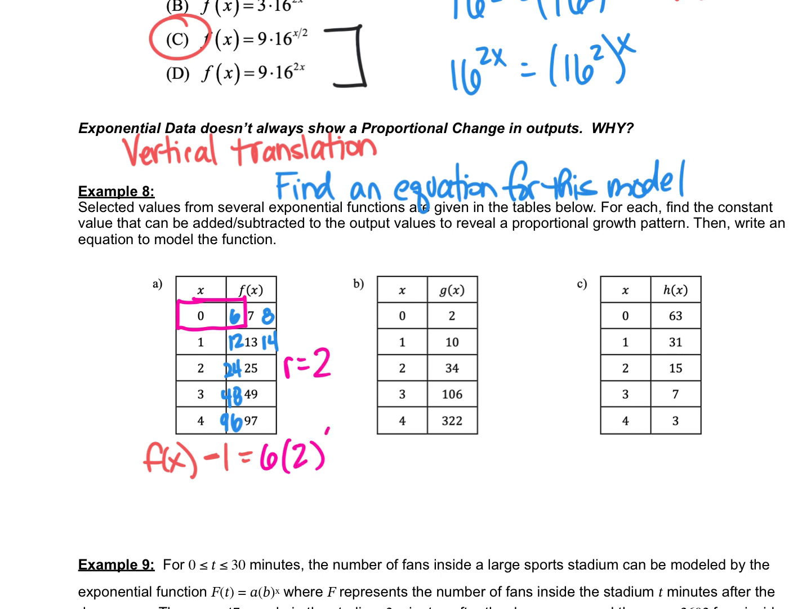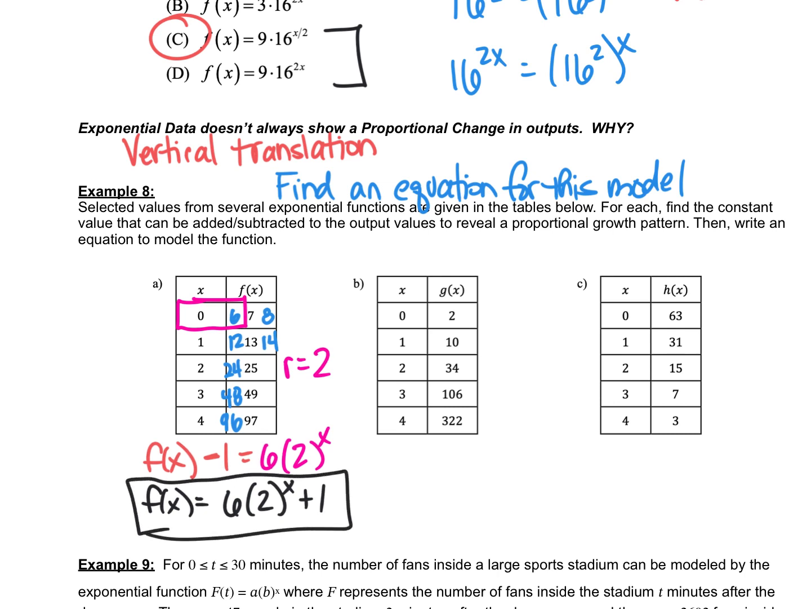2 to the x. Okay, so after I made the change, I wrote the equation for the change table. All right, but that's not what I want. I want to know what f of x is. How do I get f of x by itself in this equation? Add 1. And that's my equation. Okay, so that's a little weird.